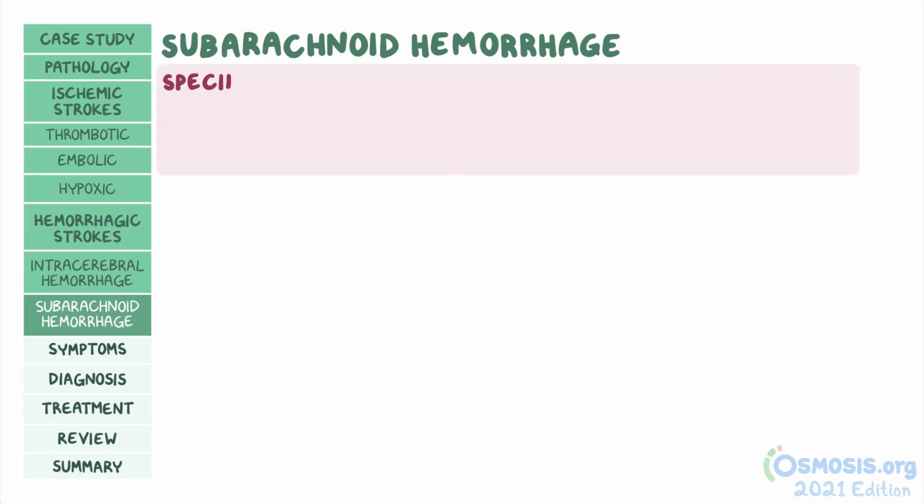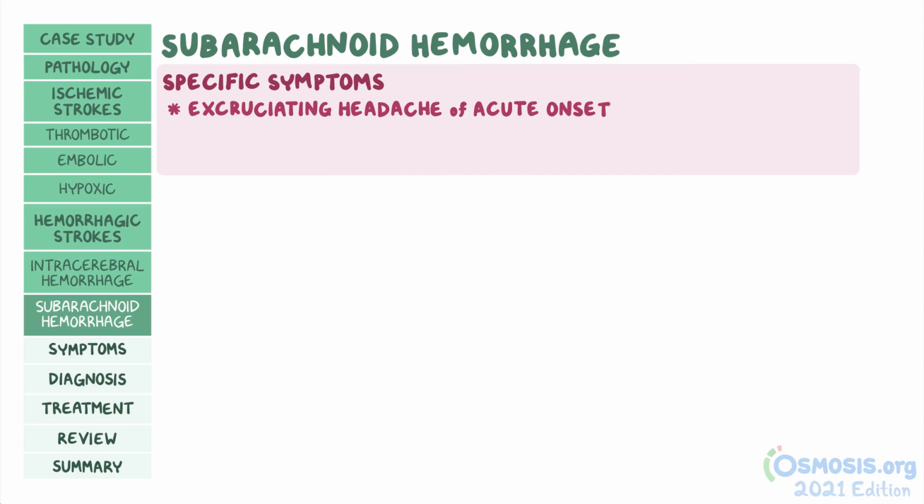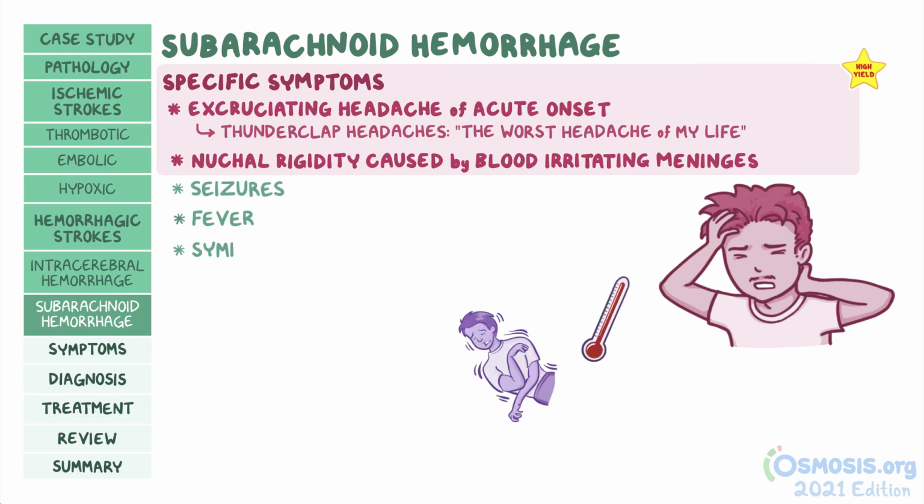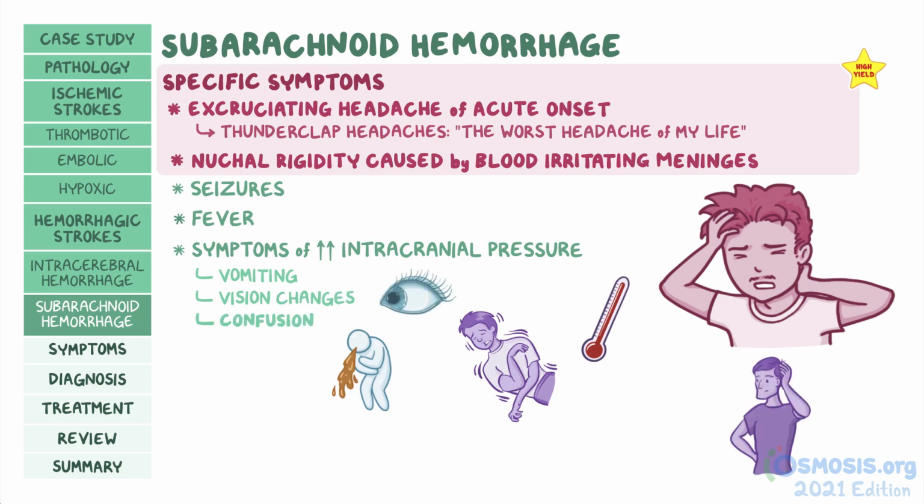Subarachnoid hemorrhage has specific symptoms that you must absolutely know for the exams. Most cases present an excruciating headache of acute onset known as thunderclap headaches that are described as the worst headache of my life. There can also be nuchal rigidity, caused by blood irritating the meninges. Occasionally, people can develop seizures, fever, and symptoms of increased intracranial pressure like vomiting, vision changes, and confusion.